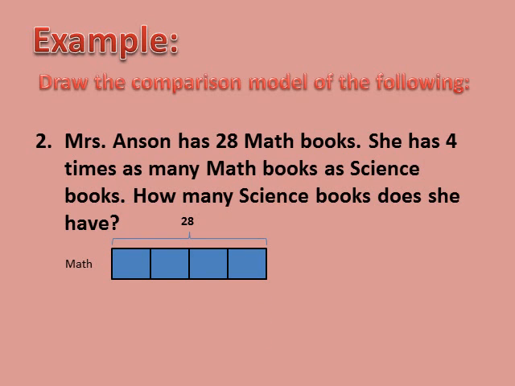Okay, so this bar has 28 math books in it, and this is how big the number of science books is. So in order for us to get the number of science books, basically we just divide 28 by 4. Okay, and so that is 7. So therefore, there.